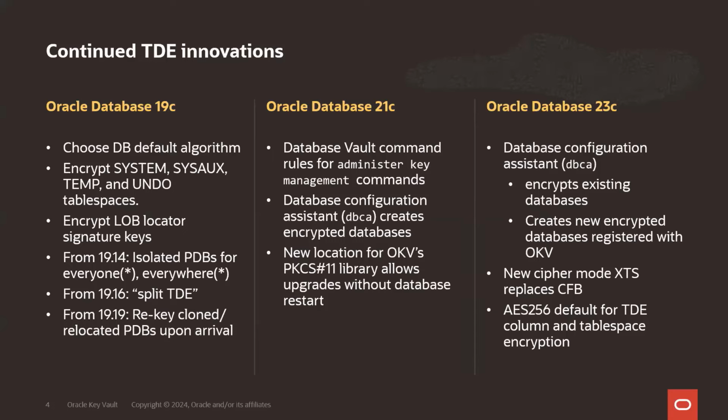In 23c, what will be coming is that DBCA can encrypt existing databases, and it creates new databases that are automatically, from the start, registered with OKV. We introduced a new cipher mode, XTS, which is applied by default. And we also make AES-256 the default algorithm for everything that needs to be encrypted in the Oracle database, including column and tablespace encryption, because AES-256 has the highest resistance against post-quantum crypto attacks.